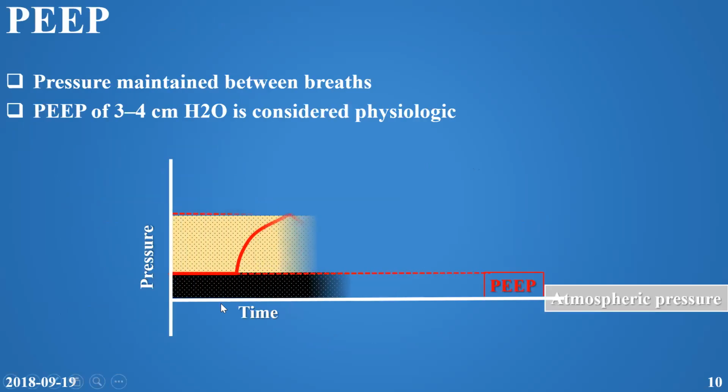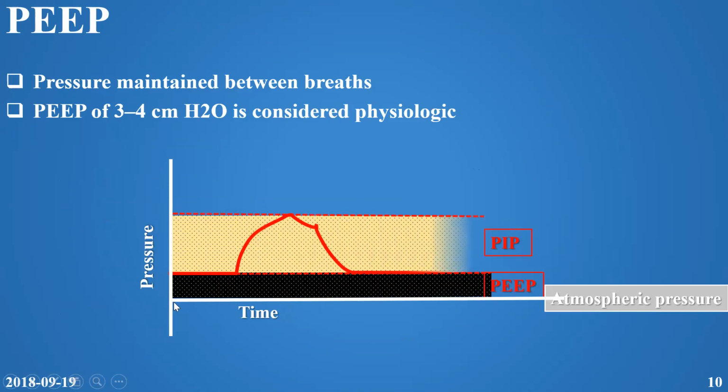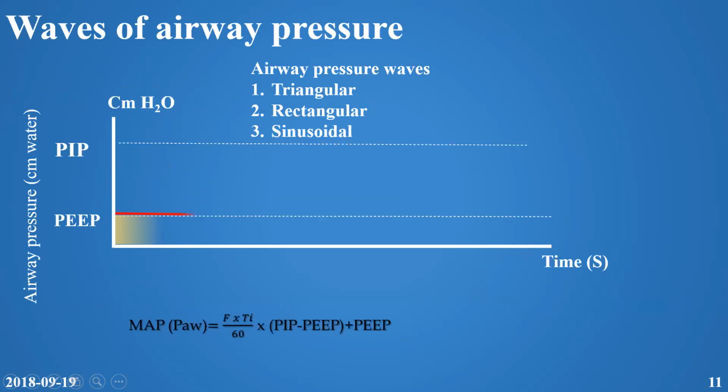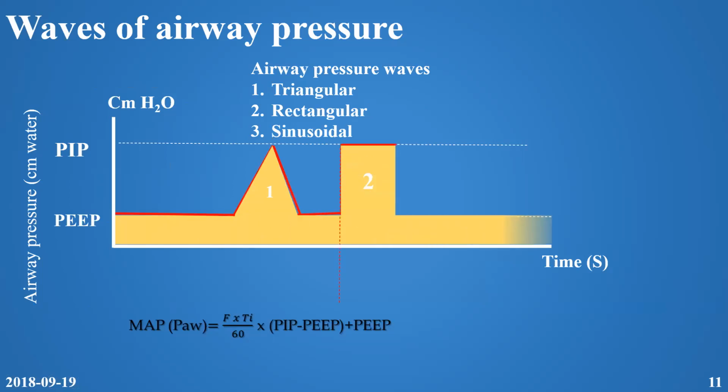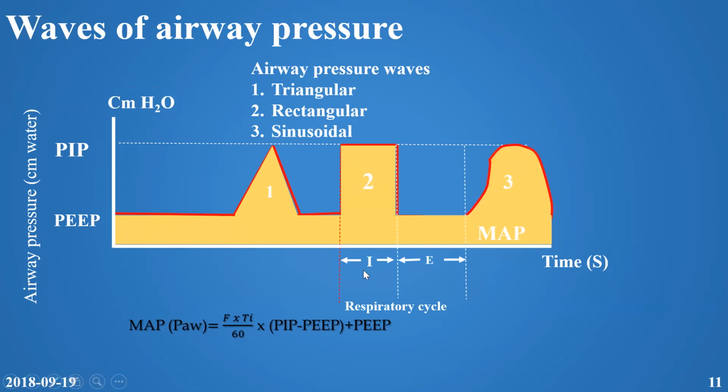So this is the atmospheric pressure. This is zero. Here is positive pressure, and here is the time. If it's during exhalation, like in here, it's called PEEP. During inhalation, it's called PIP. Both of them, we call MAP. PIP is provided during inhalation, or inspiratory time. PEEP is provided during exhalation.